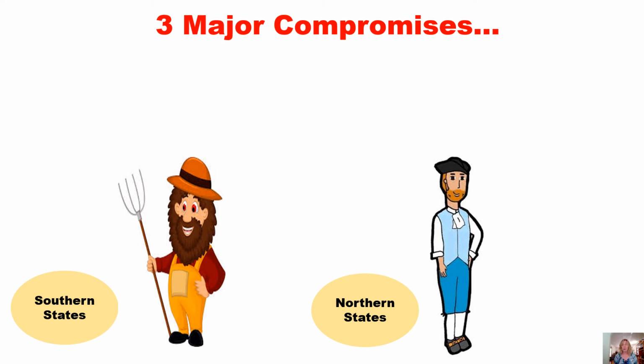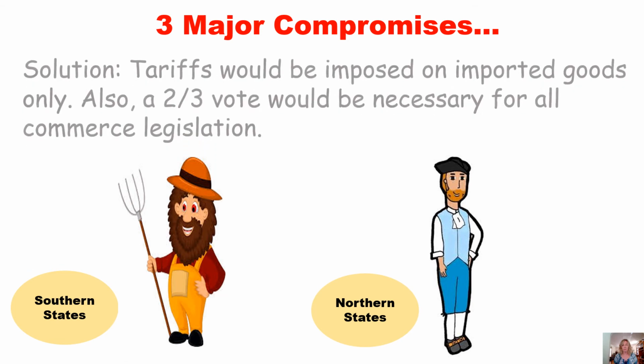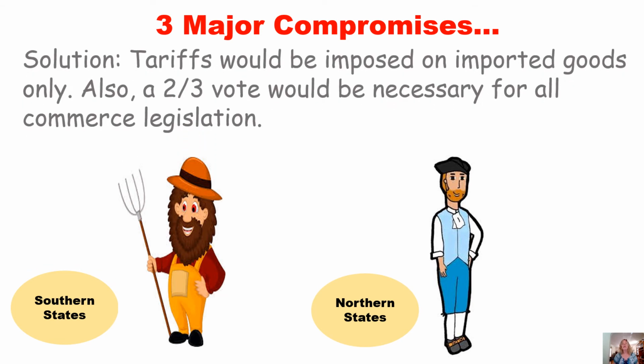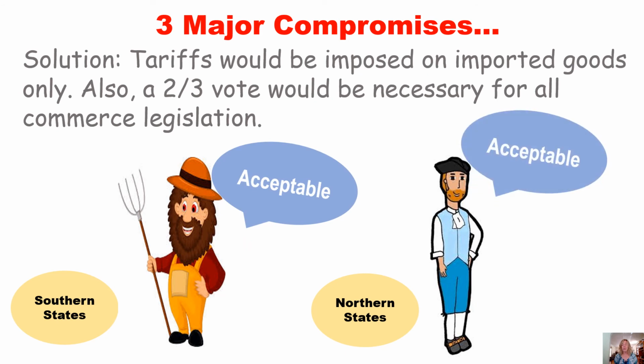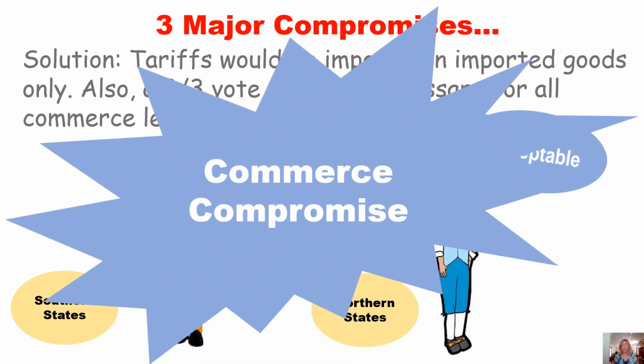How was this issue worked out? The solution was that tariffs would only be imposed on imported goods. In addition, future legislation would require 2/3 vote of Congress in order for it to pass, rather than a simple majority. This would make it harder to pass laws about trade and would help protect the southern states. So they were okay with it, and so was the North. This compromise is called the Commerce Compromise.